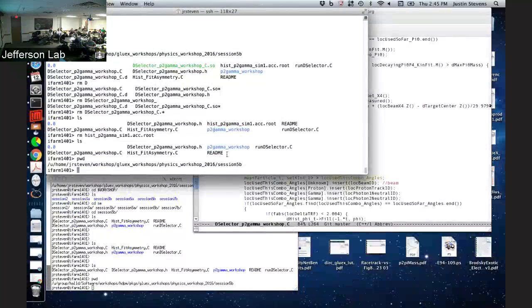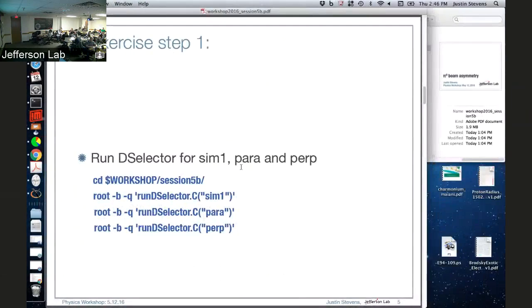So this is again session 5B of the workshop.